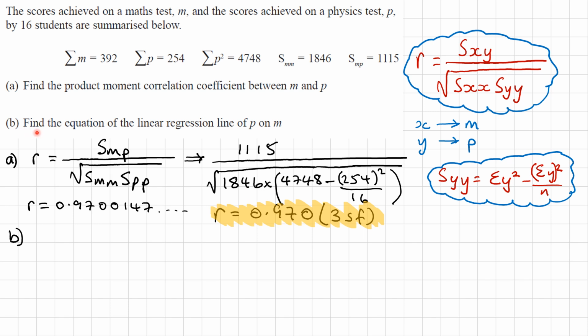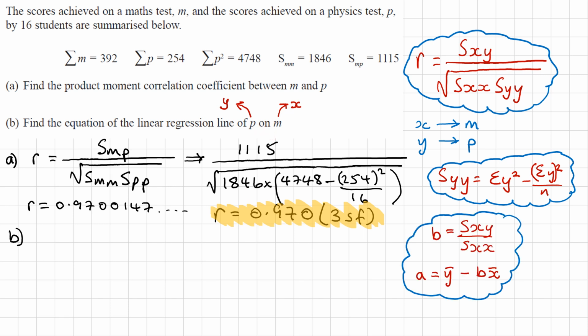Part B, we want to find the equation of the linear regression line of P on M. Now the formula book gives the line as Y on X, so just as I said before, my P will be my Y and my M would be my X. Now if in the previous part I had made my M equal to Y and my P equal to X, and I was able to get all the values, I would still get the same correlation coefficient, but I would need to make sure that I get them the right way around when doing the equation of this regression line here.